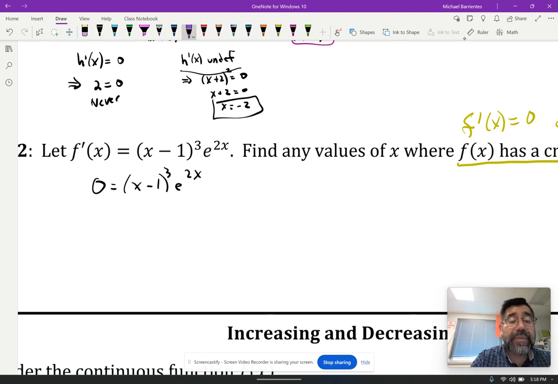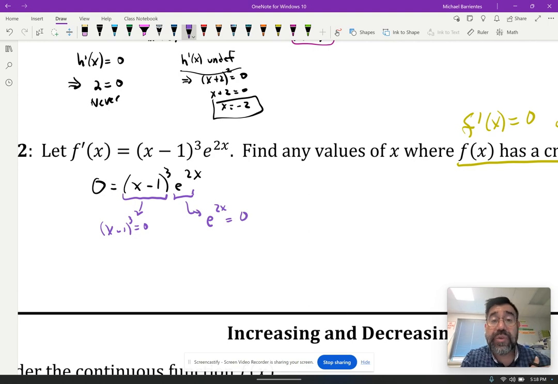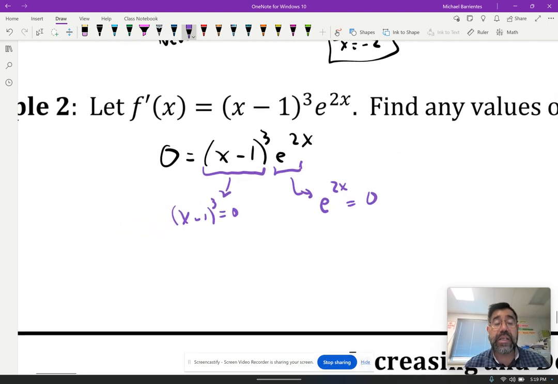Well, I'm kind of lucky because I have a product. I'm multiplying two things, right? And we said if something times something equals 0, that means either this is equal to 0 or this is equal to 0, which is one of the reasons why we factor, is to find zeros quickly. So I'm multiplying two things. Either the first thing is equal to 0, or the second thing is equal to 0.